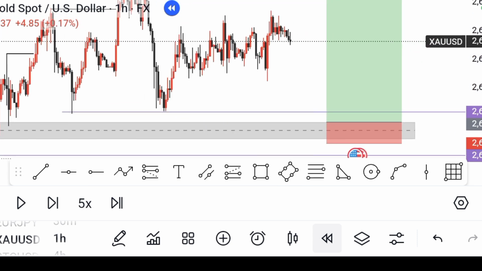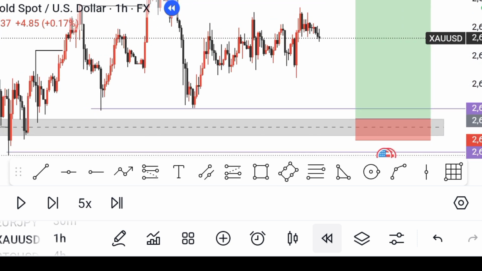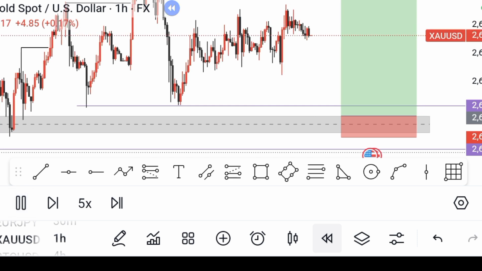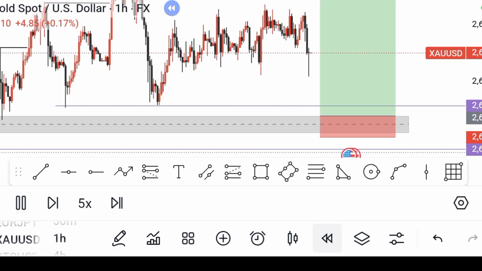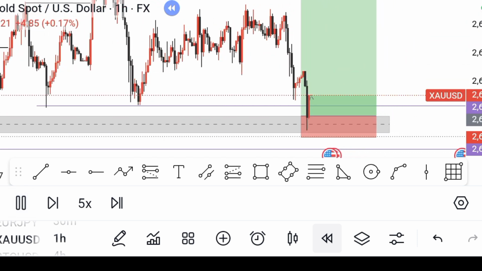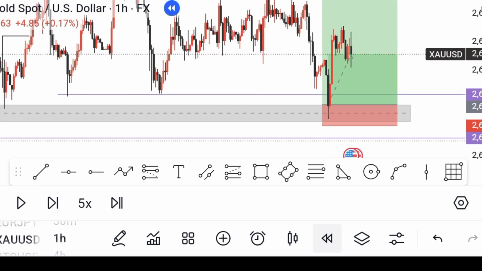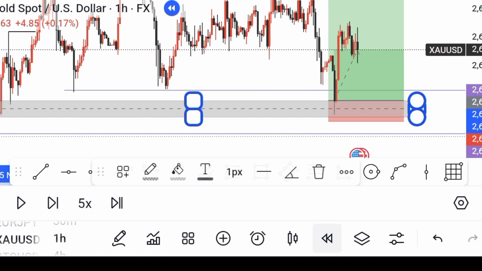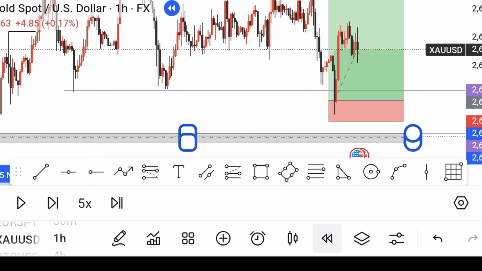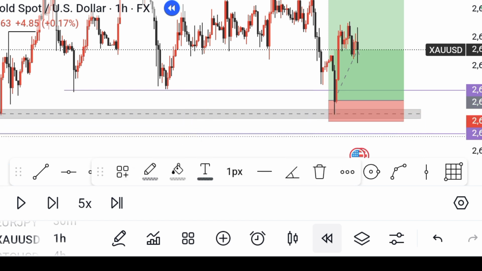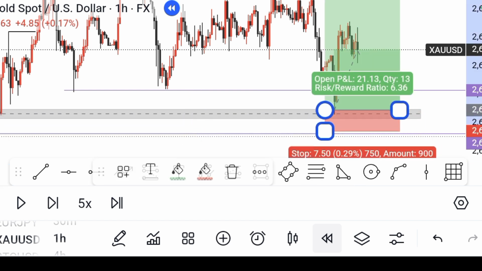So now let's see what happens next, guys. Let's see, I just have to play this forward. Bam, we have that tap into our zone. We have that tap. To refine this, I would have worked with this, and then a stop loss somewhere around here.